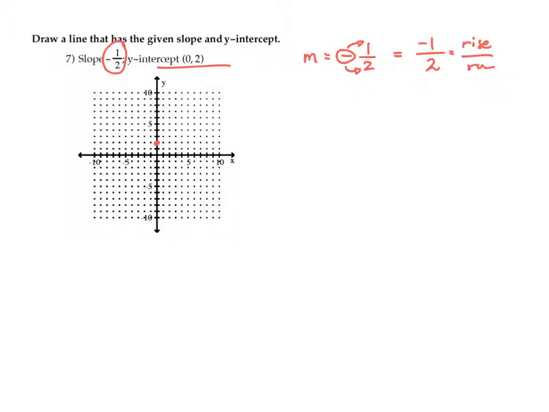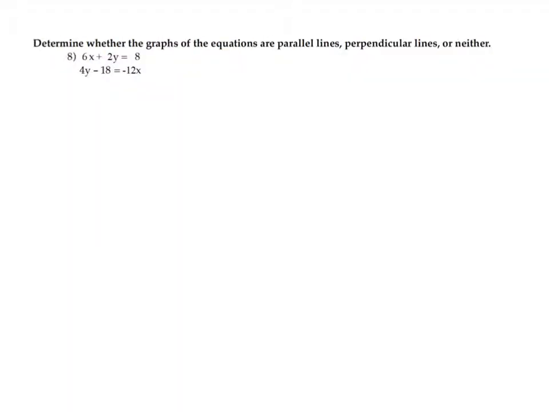Let me get a different color, purple. So I'm going to go down 1, and then I'm going to go to the right 2. So 1, 2, right there. So here's my new point. And then I just draw a line between them. Draw a line that has a given slope and the y-intercept. Done. Next question.